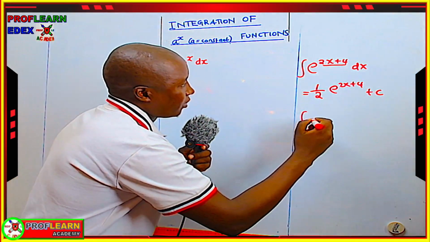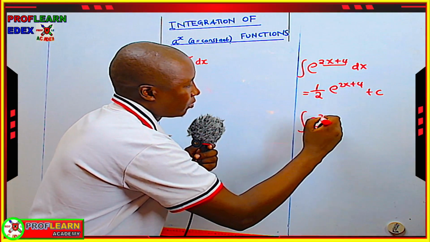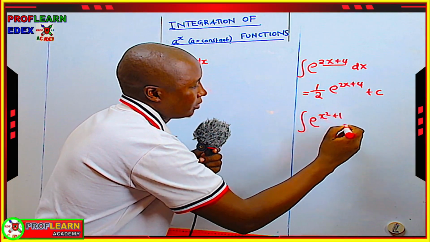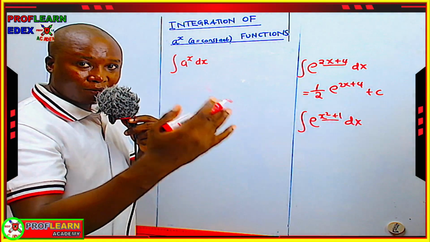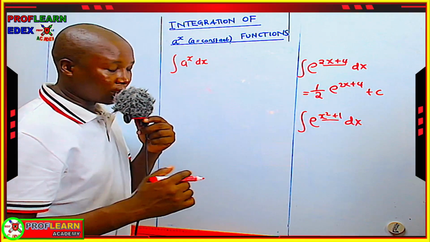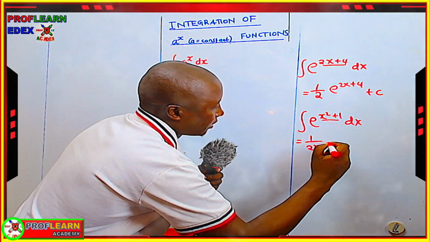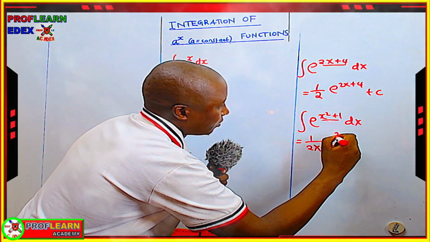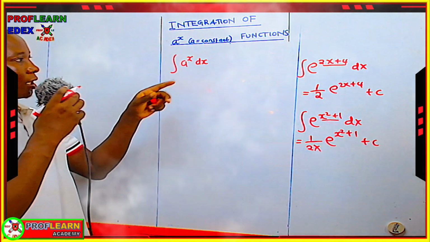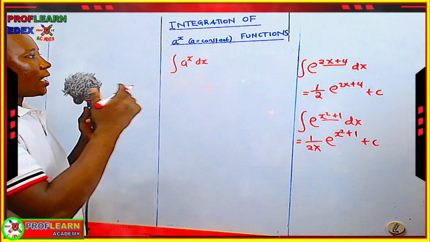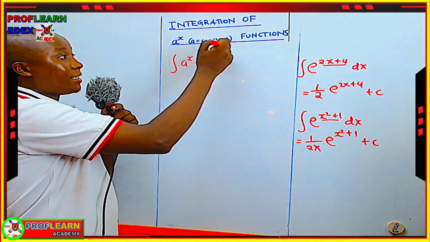Or if you are having e^(x²+1) with respect to x, you go to the power, differentiate it, then you say 1 over the answer you'll get. This is going to be 1 over 2x, then e^(x²+1), then plus c. We cannot do the same since this a is not e, it is a different constant.